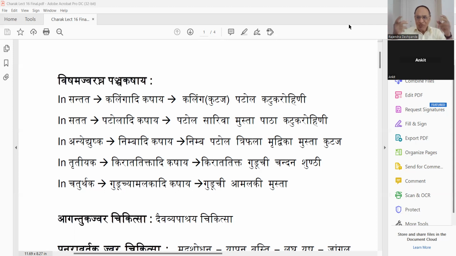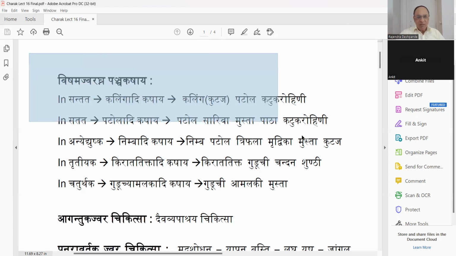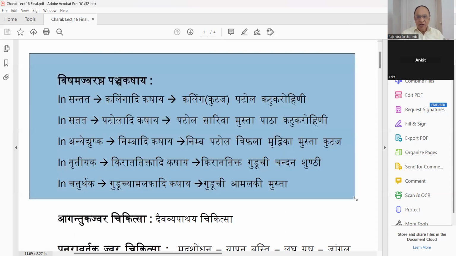Open your notebooks or your textbook, and concentrate on shloka number 200 to 203. That is related with the management of Vishama Jwara. It includes malaria, it includes typhoid also. Vishama is irregular ups and downs. The temperature comes and goes, so that is called Vishama. Vishama is odd. The rhythm is not normal, it is not always continuous fever; sometimes it comes, sometimes it goes.